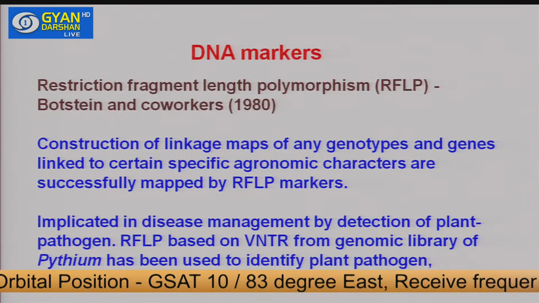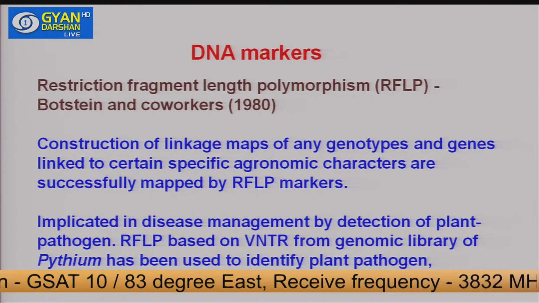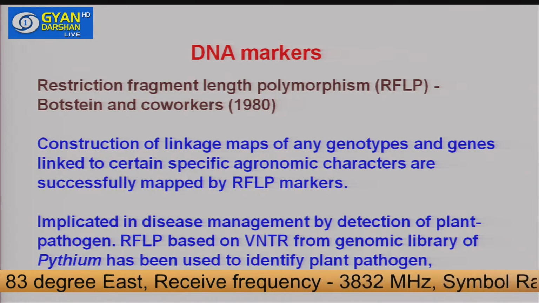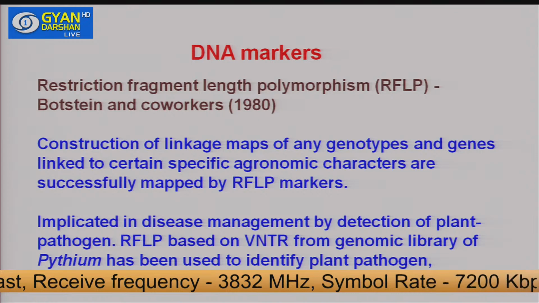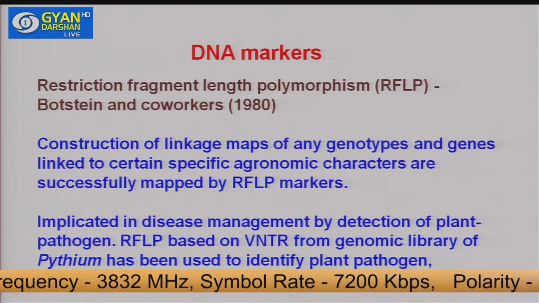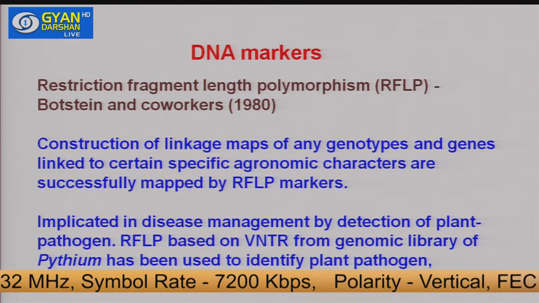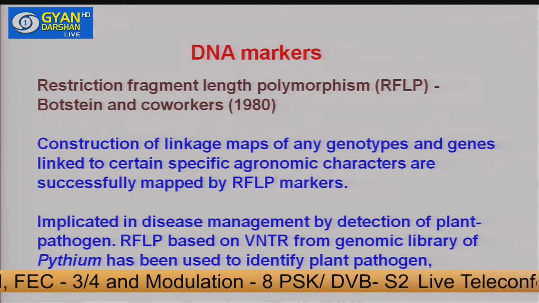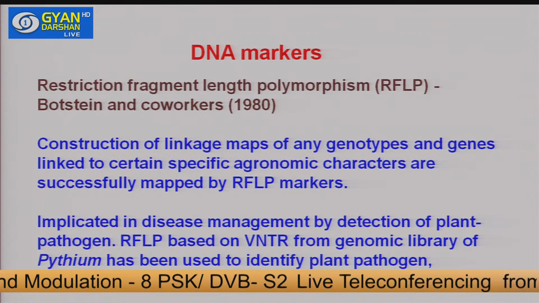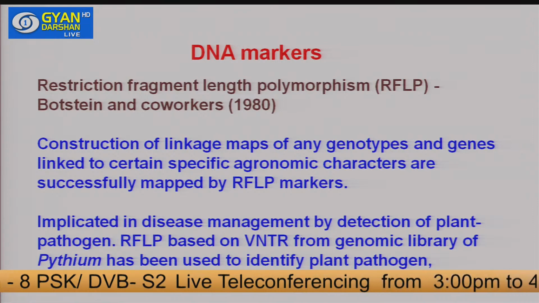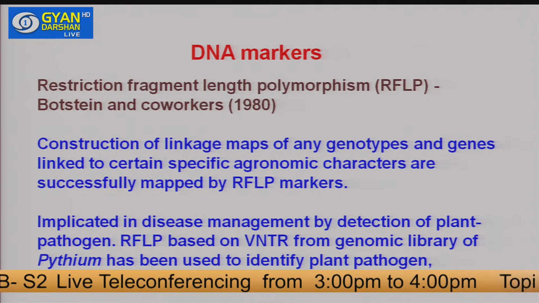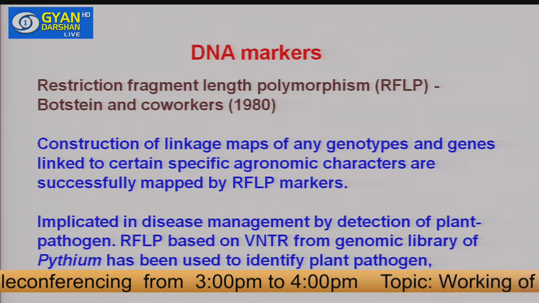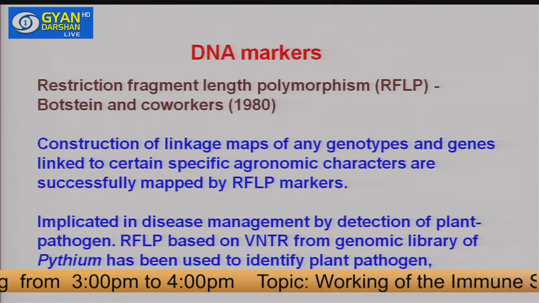Now in plant biotechnology, we have one very important topic called marker assisted selection, where we use certain DNA markers. Two very common DNA markers in plant biotechnology are RFLP and RAPD. Restriction fragment length polymorphism, that is RFLP, was discovered by Botstein and co-workers in 1980. So I first take RFLP. Now what are the applications of RFLP?